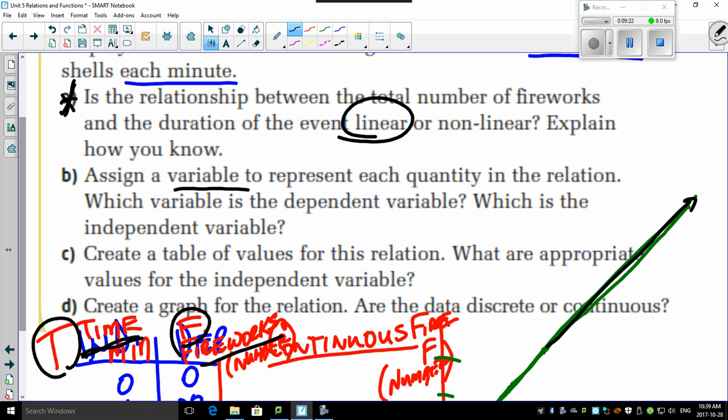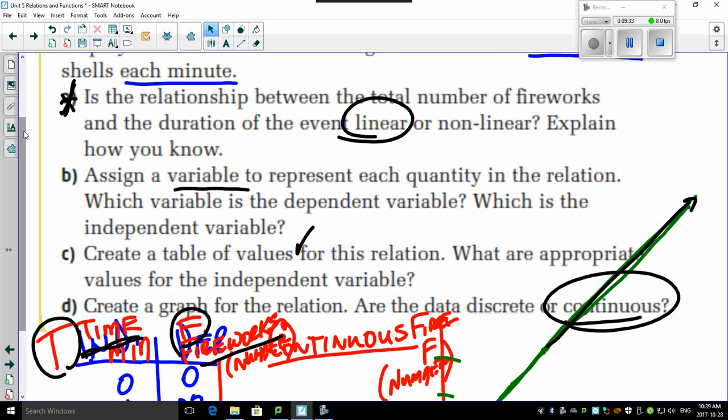See how it works? Okay, create a table of values. We did. Create a graph. And is it discrete or continuous? In this particular case, unless you're splitting hairs, let's go with continuous. I think this is just a great example that sums it all up.